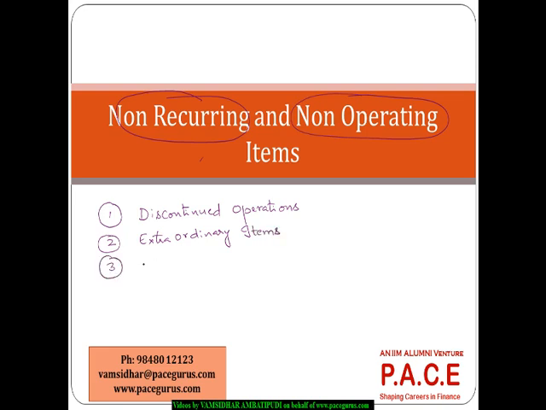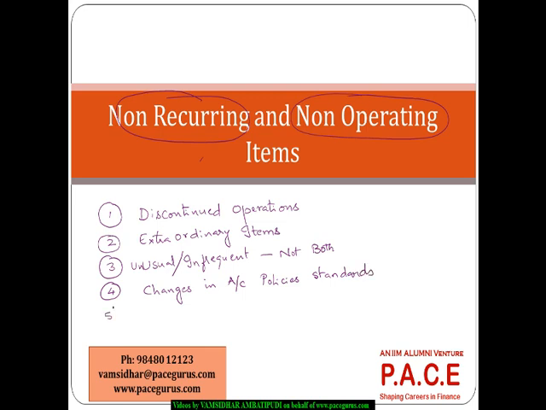Then we would also see a category called unusual or infrequent but not both kind of items. How do I represent them in the income statement? Then we'll see the changes in the accounting policies or standards. How are they typically reflected?